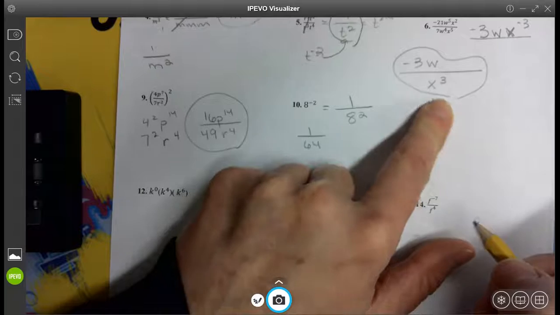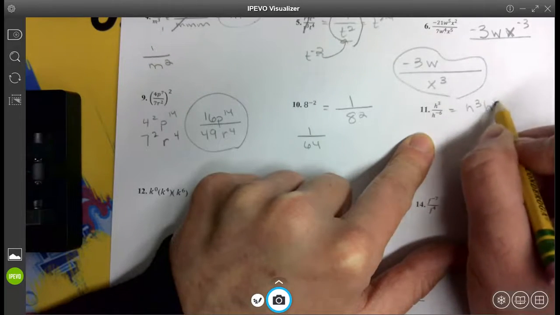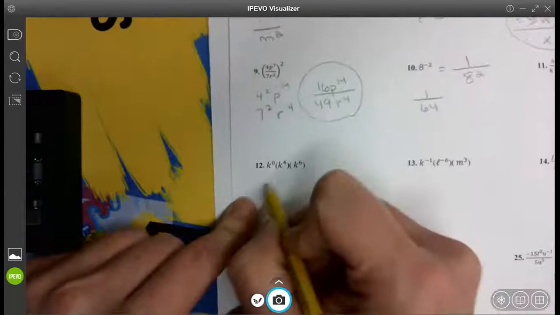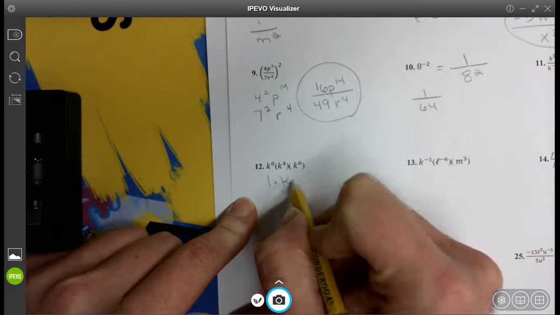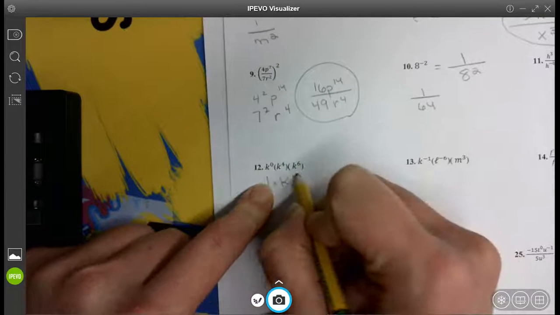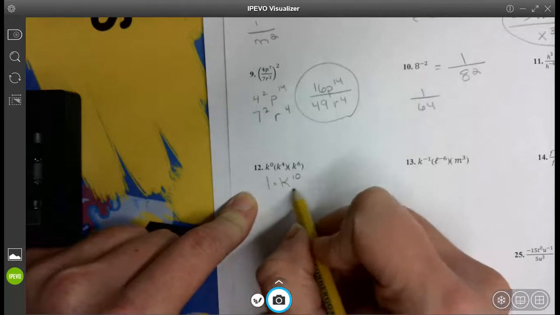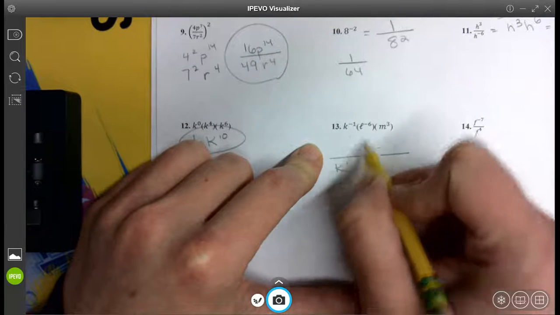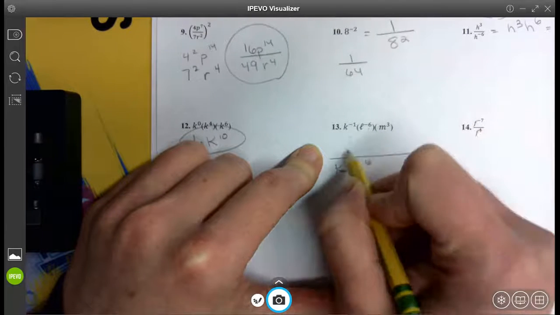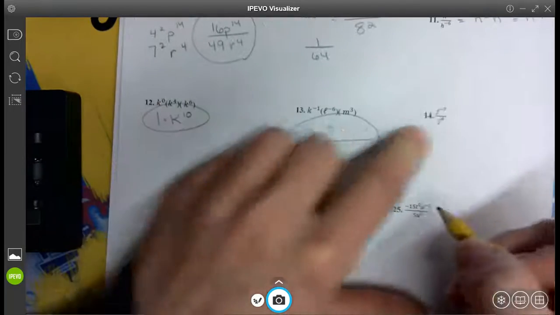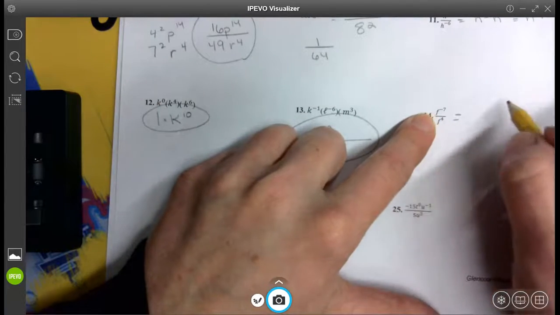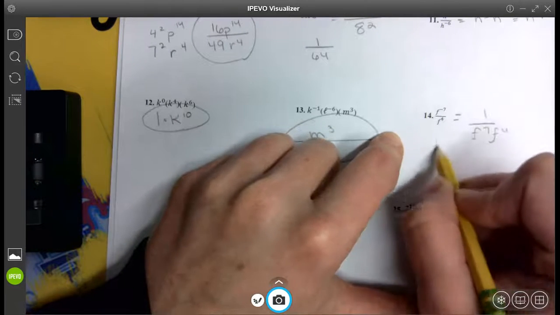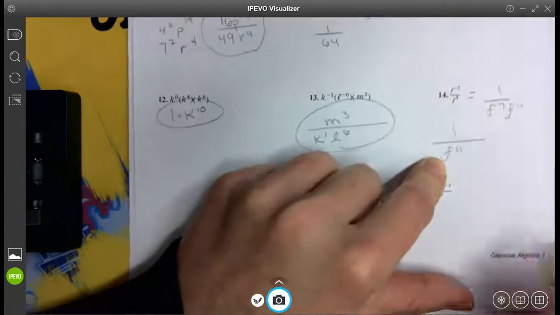It's negative. It needs to be moved. So this is going to be h cubed, h to the 6. That's going to be h to the 9th. Then we have, this turns into a 1. This turns into 10, just like before. Anything to the 0 power is 1. All right, here, if it's negative, it needs to be moved. Negative needs to be moved. Positive stays on top. Needs to be moved. That stays. So it's going to be 1f to the 11th.